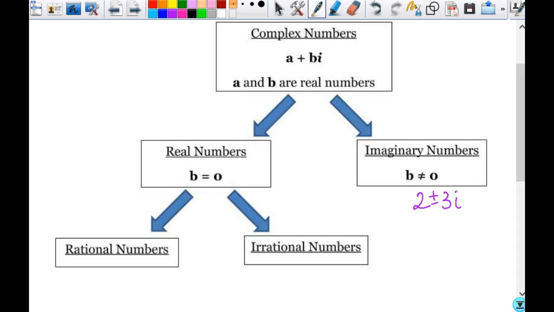So anyway, i is imaginary, learned all about that in Algebra 2, right? So your real numbers is when b equals 0. That means there's no i in it. So there's your real numbers that you're the most familiar with. Then we have rational and irrational numbers.